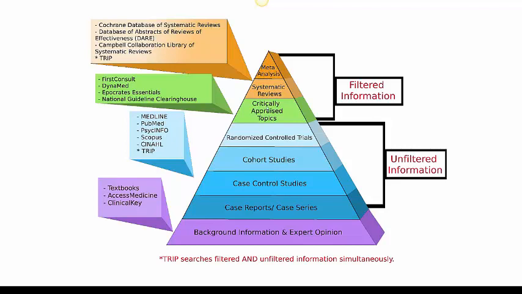So right under that goes the critically appraised topics, and that's also filtered information. So there's some examples over there. Those are like the care bundles and clinical guidelines. And then under that, we go to our unfiltered studies or our empirical studies. So we have our randomized control trials, our cohort studies, case control, case report and case series, and background information or expert opinion.